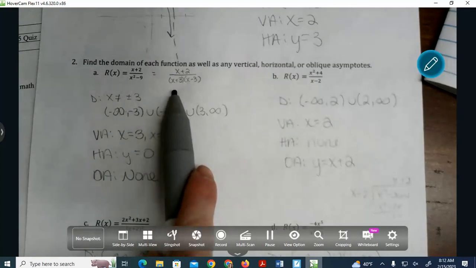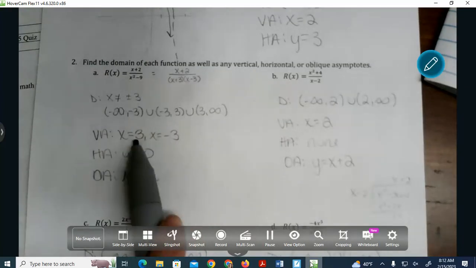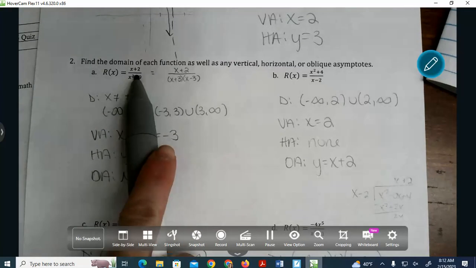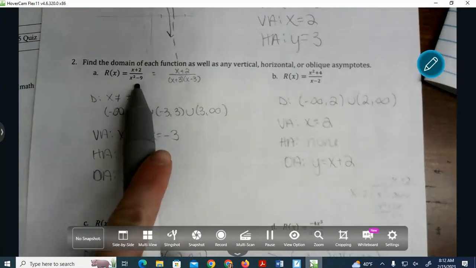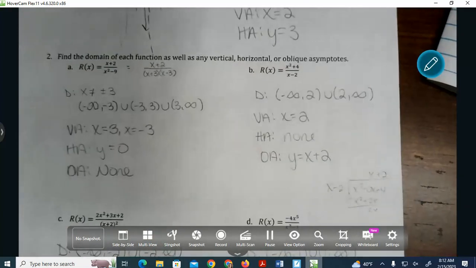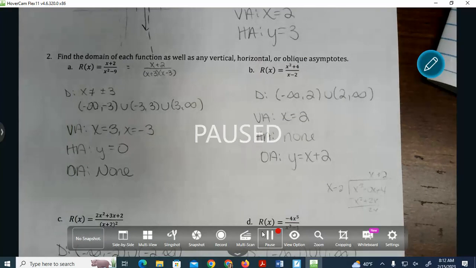Vertical asymptotes are what makes the bottom 0. So x equals 3, x equals negative 3. You have to have the x equals. Degree of the top is 1, degree of the bottom is 2. Anytime the top degree is smaller, you have a horizontal, y equals 0, which means we don't have an oblique. For B, we can't have 2 on the bottom. So our domain is negative infinity to 2, union 2 to infinity, and that means the vertical asymptote is x equals 2. Degree on top is 1 larger, so that's when we have an oblique.